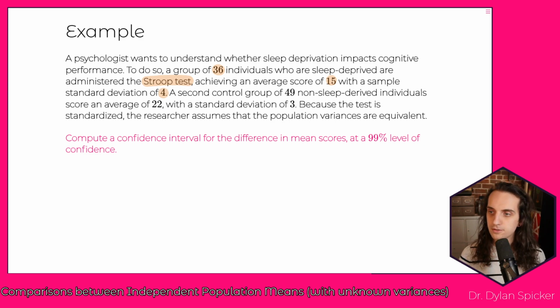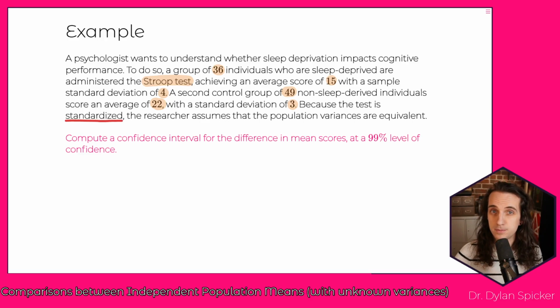The second group of 49 individuals, these are non-sleep deprived individuals, are taken with an average score of 22, standard deviation of 3. Now, because the Stroop test is a standardized test, the researchers assume that the population variances are equivalent. And so here, they're making the assumption of equivalence based on the standardized nature of the test, right?